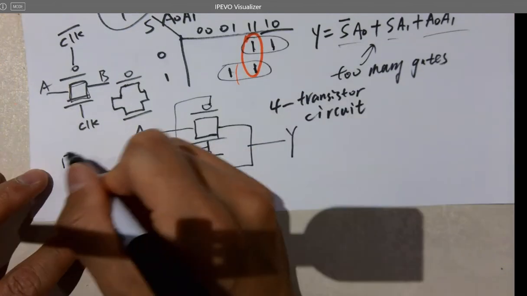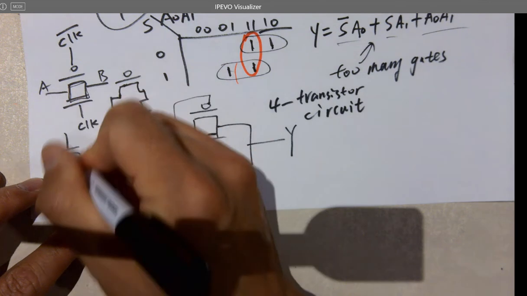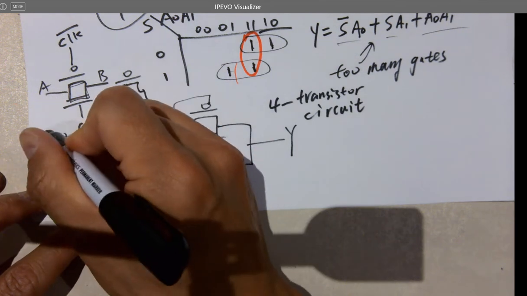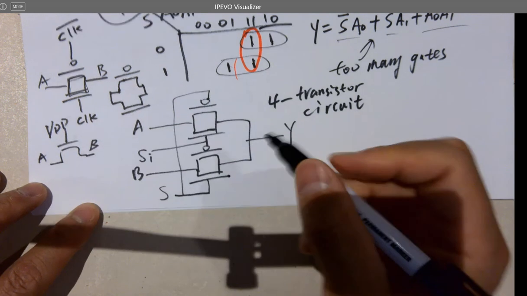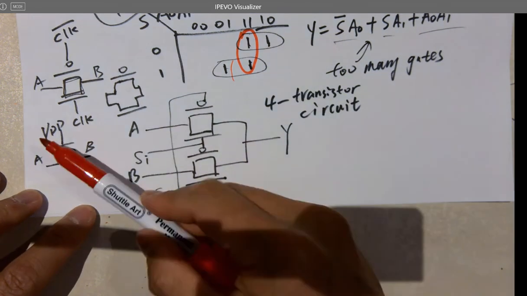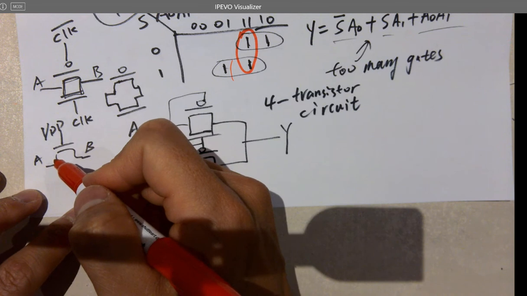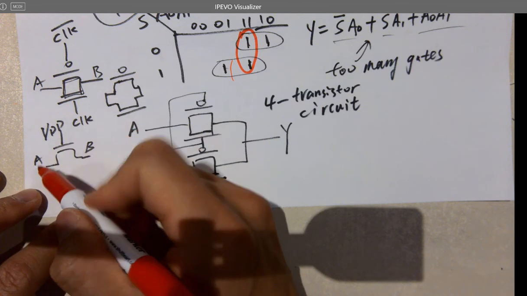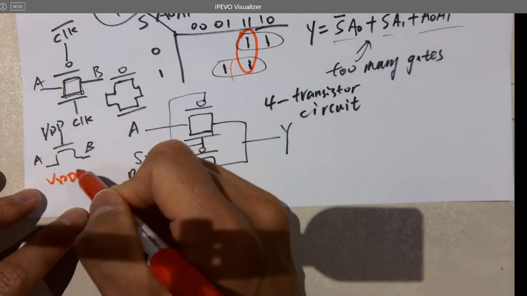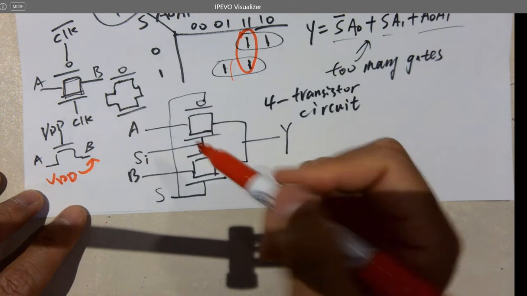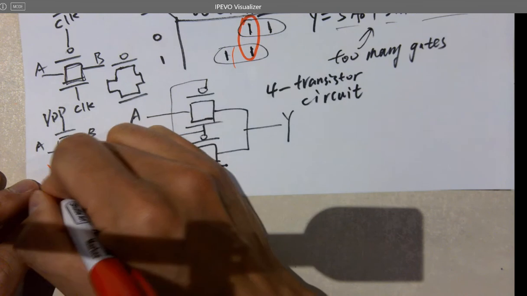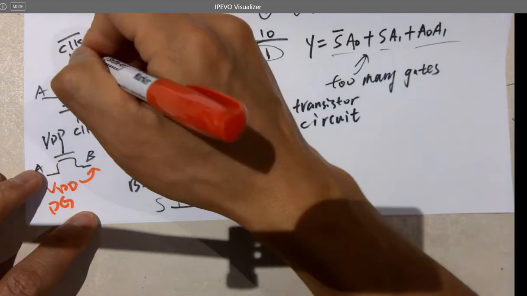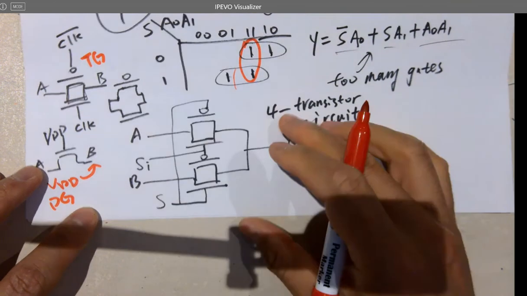If you only have an NMOS, you just turn it on, right? Short this one to VDD and you want to pass A to B. It's not the best choice because it's not able to pass the whole VDD from here to here. This is called PG, pass gate. This is called transmission gate, TG.